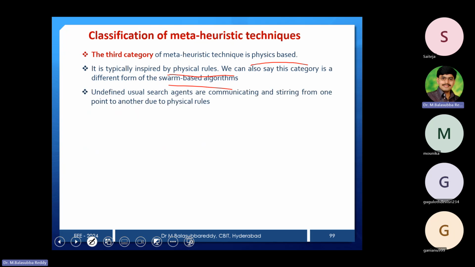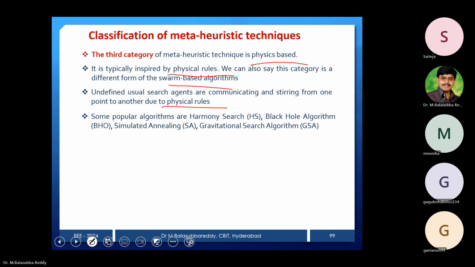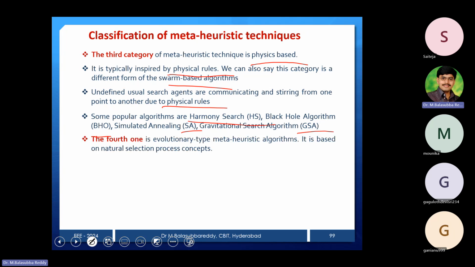There, the search agents are communicating and steering from one point to another due to physical rules. Some population algorithms are the harmony search algorithm, the BHO algorithm, then SA, that means simulated annealing algorithm, and GSA, the gravitational search algorithm. These are some of the metaheuristics that are physical in nature.